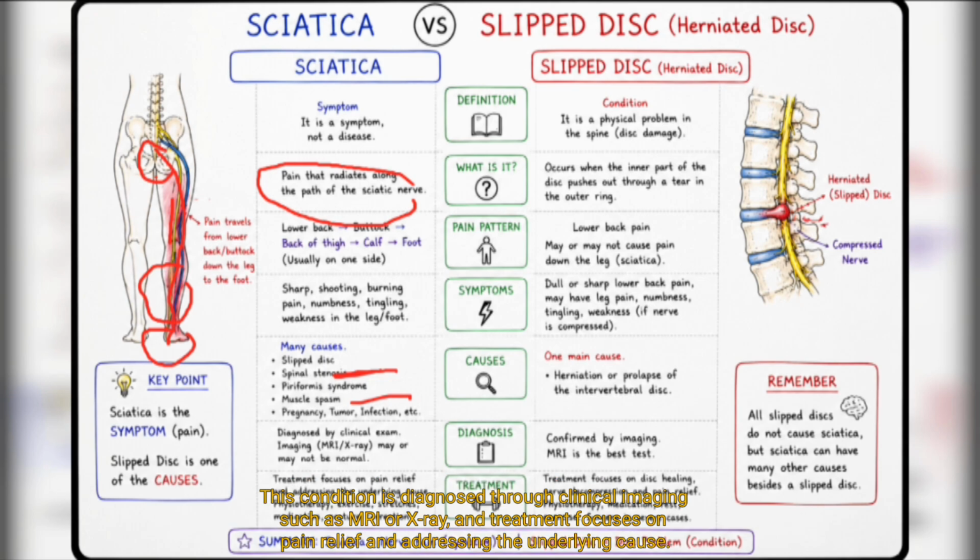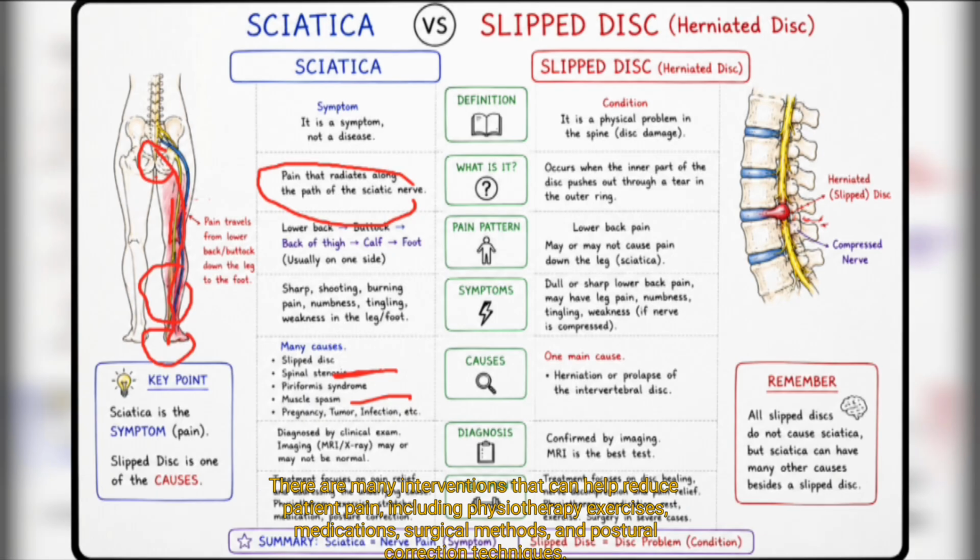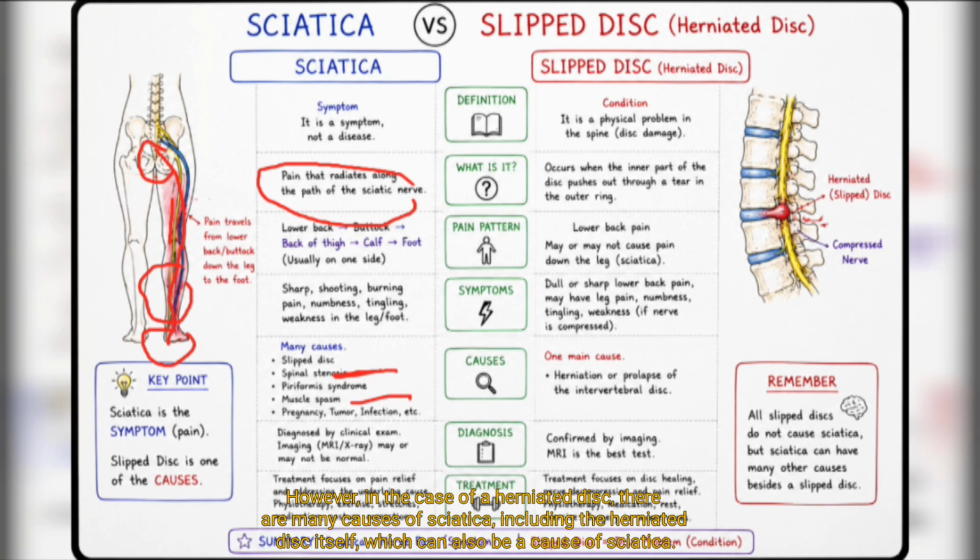This condition is diagnosed by clinical examination and imaging, like MRI or X-ray, and treatment focuses on pain relief and addressing the underlying cause. There are lots of options that reduce the patient's pain, like physiotherapy, exercises, stretches, medications, surgical methods, and posture correction methods. But in slip disc, you noted the many causes of sciatica, like a slip disc.